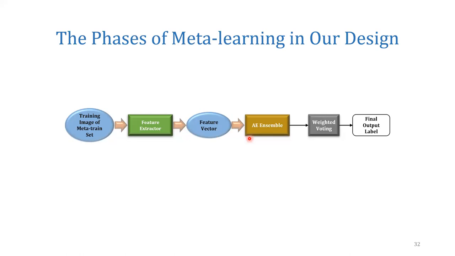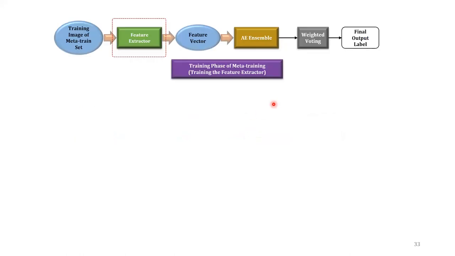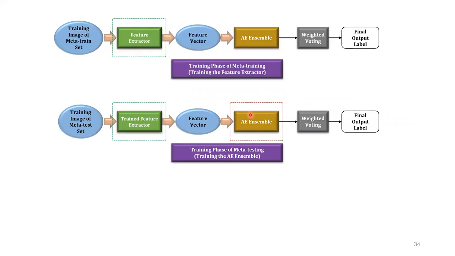Now, if we look at our model from a meta learning point of view, we can see that in the training phase of meta training, we actually train the feature extractor, where we use the images of the base classes. Once the feature extractor is trained, we can extract feature vectors corresponding to the images of the novel classes. Now, using the training images, 5 training images per novel class, we train the autoencoder ensemble. This is actually the training phase of meta testing.